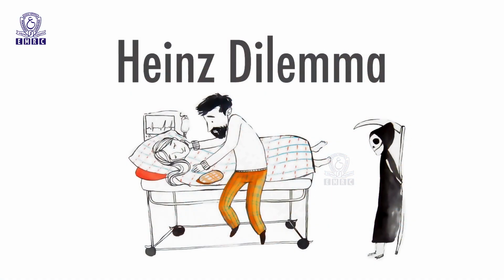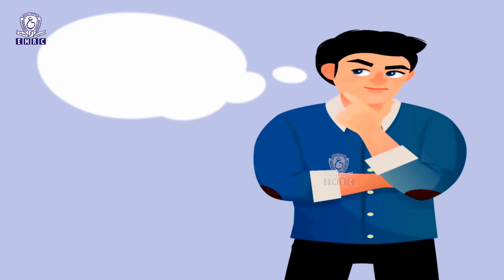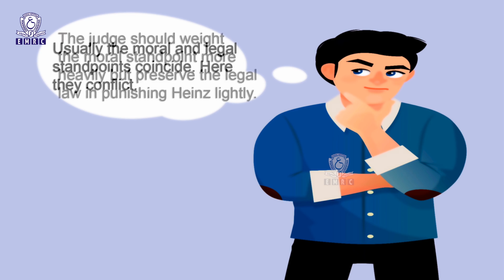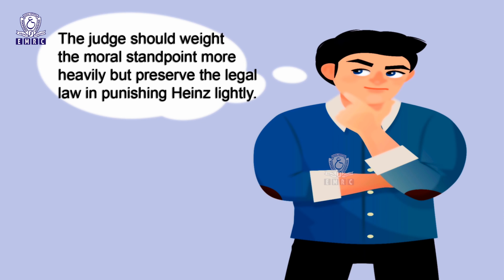This young man went on to say that from a moral standpoint, Heinz should save the life of even a stranger, since to be consistent, the value of a life means any life. When asked if the judge should punish Heinz, he replied, usually the moral and legal standpoints coincide. Here they conflict. The judge should weigh the moral standpoint more heavily but preserve the legal law in punishing Heinz lightly. In stage 5, the subjects talked more about morality and rights that take some priority over particular laws.